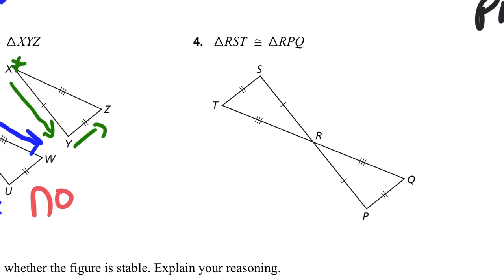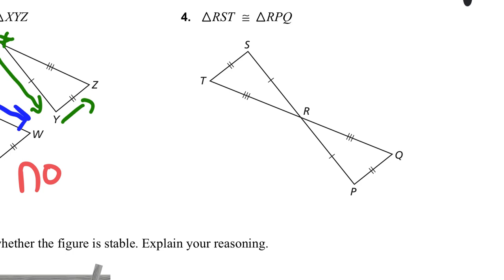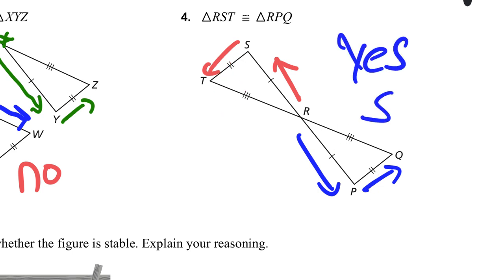Number 4, let's just go ahead and quick check RST. So I'm going to go R to S to T. So that's going this way, R to S to T. And then I want to check R to P to Q. If I look here, I'm going 1, 2, 3, 1, 2, 3. So yes, and that's from the side theorem.